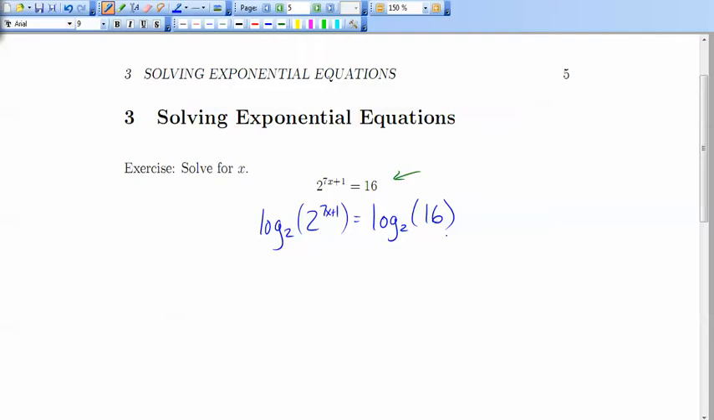Now if I take a look at that left-hand side there, and we think of our exponent law, I'm taking the log of a single power and the bases match. They're both 2. So that means that my left-hand side perfectly unlocks and I just get the exponent, 7x plus 1. On the right-hand side, the log base 2 of 16, what exponent do we have to raise 2 to get 16? Well, 2 to the 4 is 16. So now I have a nice linear equation, and I can just solve it.